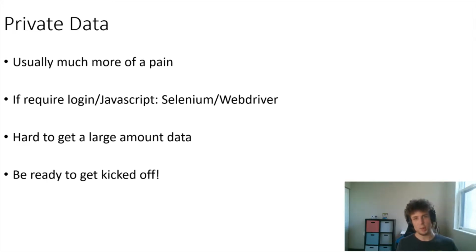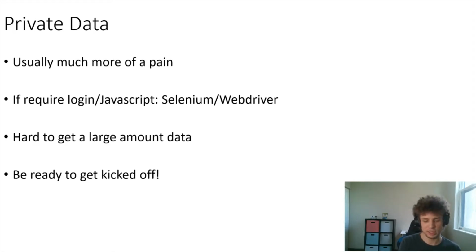When you talk about private data, it's usually going to be a lot more difficult for you. A lot of these, like LinkedIn, require you to log in. And if you're using Python, you can use a program called Selenium. Essentially the idea is you're making some sort of web application in your Python script, so that the script will fill out the username and the password, and press the login button. And this will allow you to get past that.